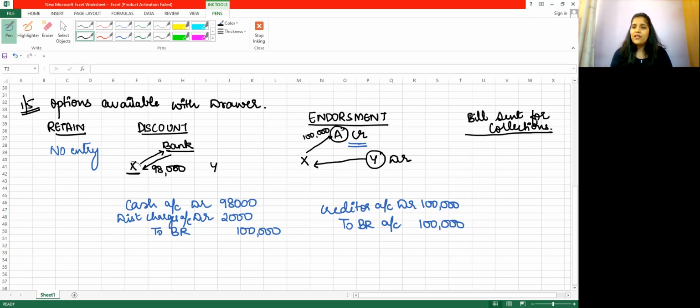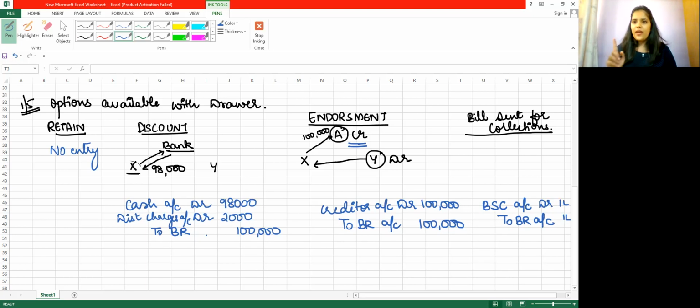Bill sent for collection: you will receive money on the due date. In discounting, the bill is gone. In bill sent for collection, the bank is holding it on behalf of you. Okay, so now your bill goes out. Therefore, you will credit your bills receivable account and debit bill sent for collection account. Again, that will be 1 lakh.